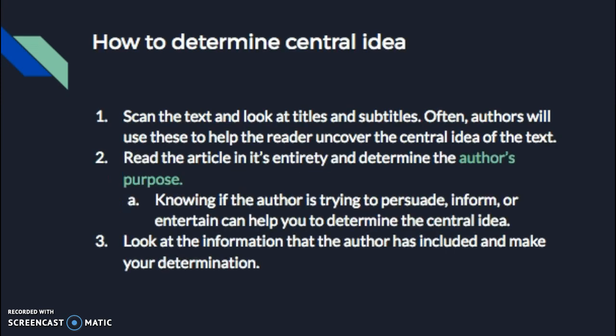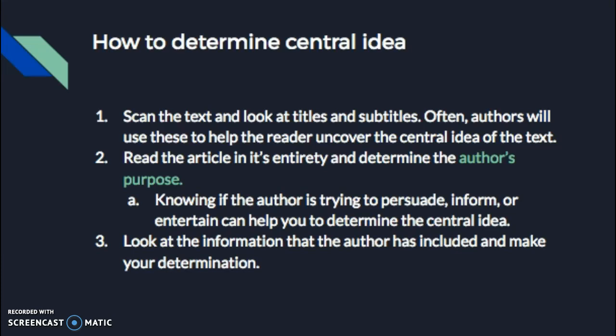So how to determine the central idea? When you're given a text and you're asked to determine the central idea, the first thing you want to do is scan the text and look at the titles and the subtitles. Sometimes if a text is titled well, it'll give you what the main or the central idea is in the title, or at least give you a good hint about what the central idea will be. And subtitles can kind of help you see what the key details are going to be. So first thing you want to do is look at the titles and the subtitles.